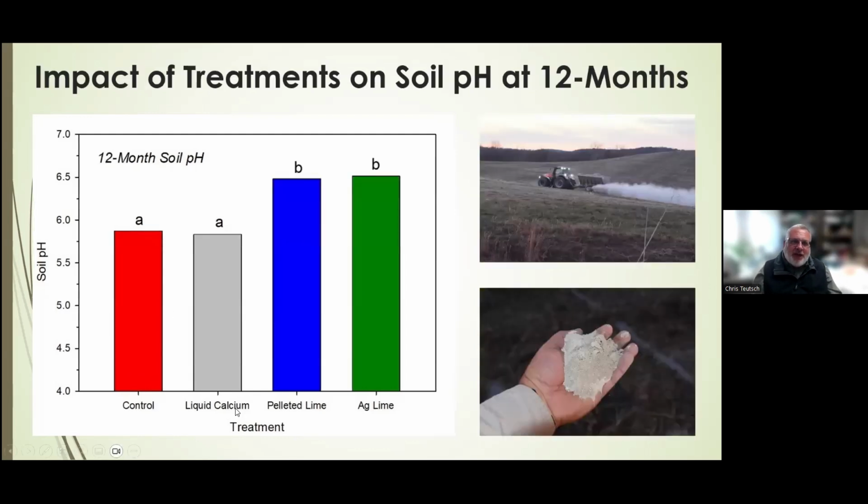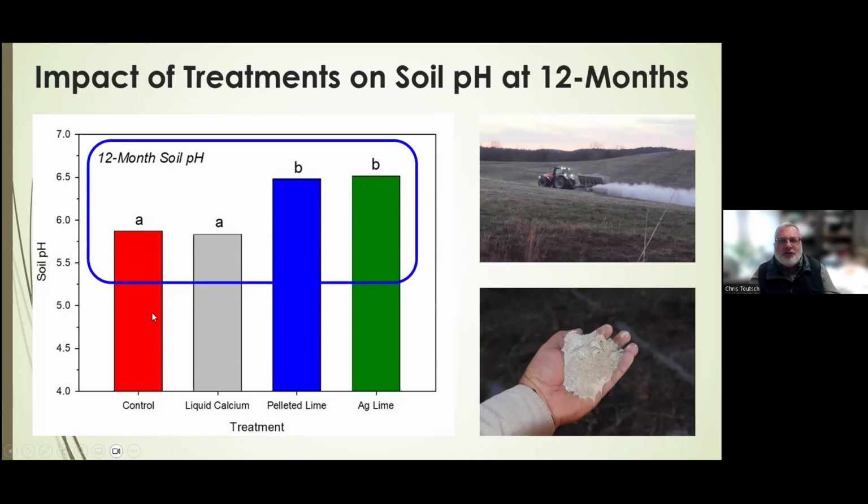So this is 12 months after application. The first thing I want you to notice is that the control and the liquid calcium are not different. What that means is the liquid calcium did not increase soil pH compared to the control that received nothing at all. Second thing I want you to notice is that the pelleted limestone and the ag limestone worked equally well. They increased the pH on average over these 16 locations by about 3/4 of a unit in 12 months. So they're working, and they're working well.